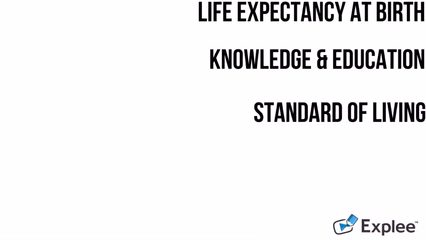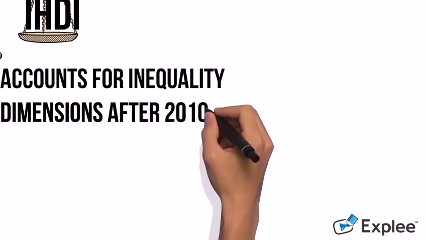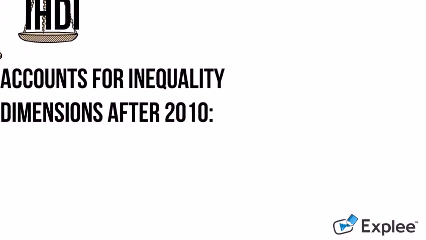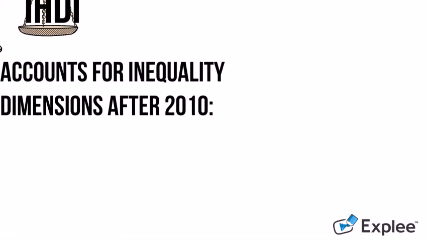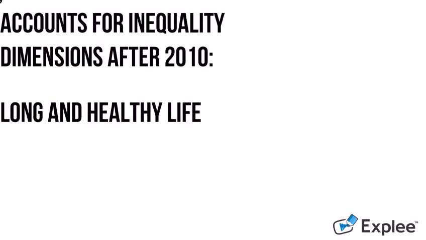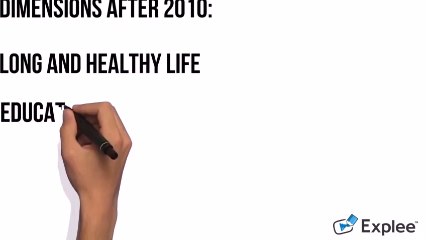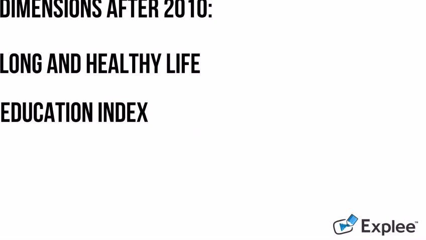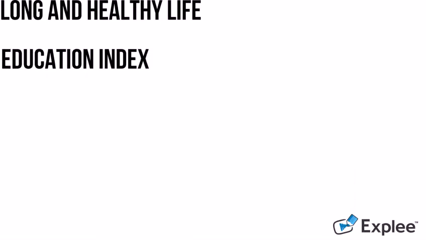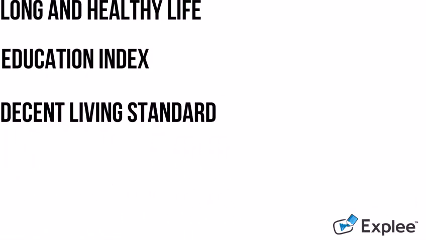And then from 2010 onwards, the report calculated the HDI combining the dimensions of a long and healthy life, measured by life expectancy at birth, the education index, taking into account mean years of schooling and expected years of schooling, and finally a decent standard of living measured by the GNI per capita.